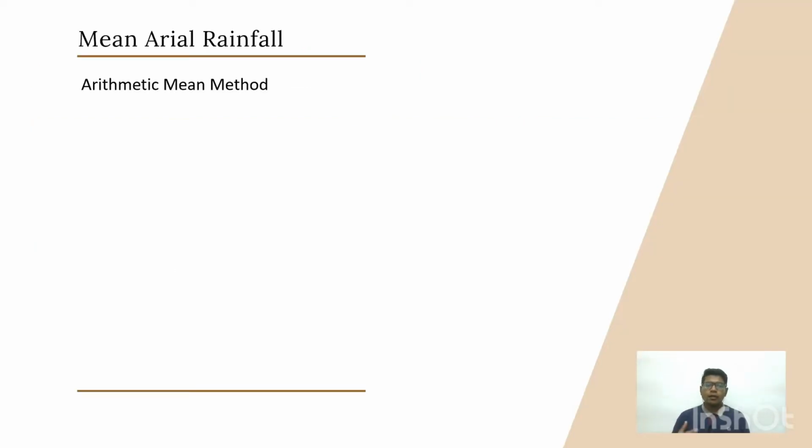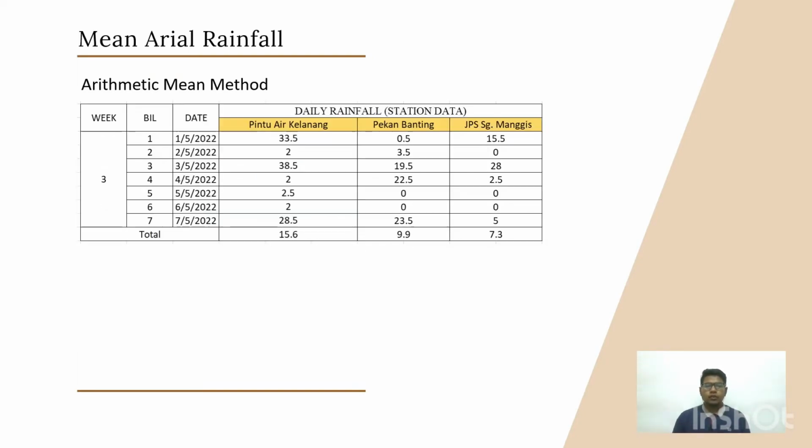Okay, for mean annual rainfall, there are 3 methods that we have to use. First is the arithmetic mean method. Through this method, we have to collect the 7 data from each station, and then we take the average of the data, and the result that we got is 10.93 millimeters.